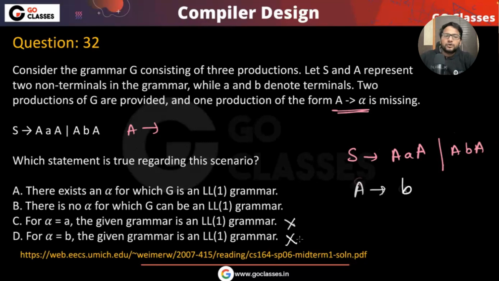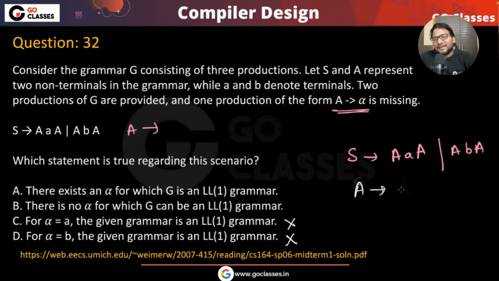Okay. So now only A and B are left. Now tell me, there exists an alpha for which this is LL1, or this can never be LL1. Which means alpha means that something is missing here. There exists an alpha for which it can be LL1, or it can never be LL1 for any alpha. There is no alpha for which G can be LL1 grammar. What do you think?